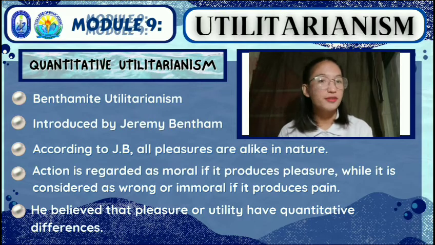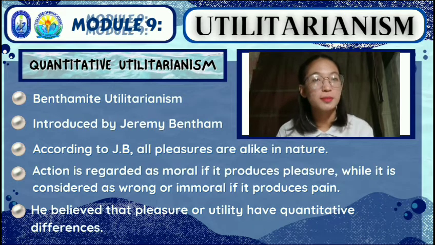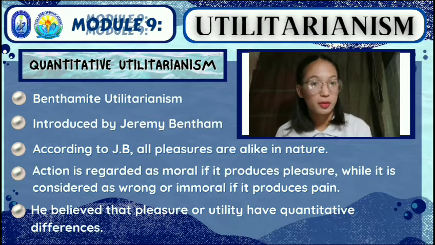Now that we are done with the review of utilitarianism, let us now move on to the different kinds of utilitarianism. Coming to the first kind of utilitarianism, in the work of English philosopher, economist, political scientist, legal scholar, and social reformer Jeremy Bentham, a branch of utilitarianism known as quantitative utilitarianism, also known as Benthamite utilitarianism, emerged.